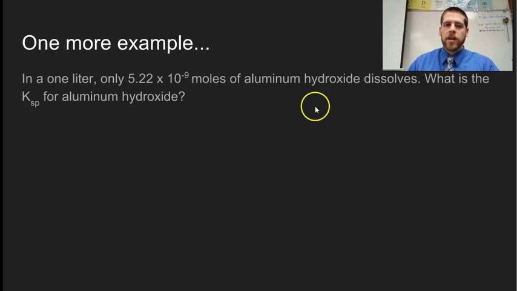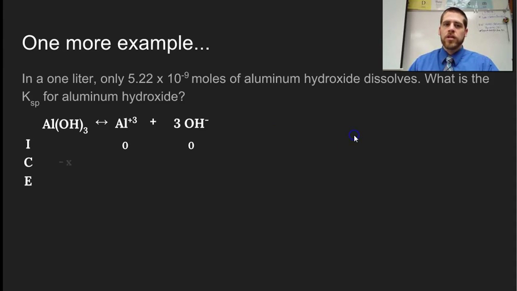If we're dissolving aluminum hydroxide, and we know that only this many moles of the aluminum hydroxide dissolves, let's figure out what the Ksp is. Again, set up like an ICE table format, always starting with 0, and I'm going to use X this time to kind of keep track of what's happening. The solid is minus X, that's the molar solubility, and that's actually given, right? I know that that's 5.2 times 10 to the -9th.